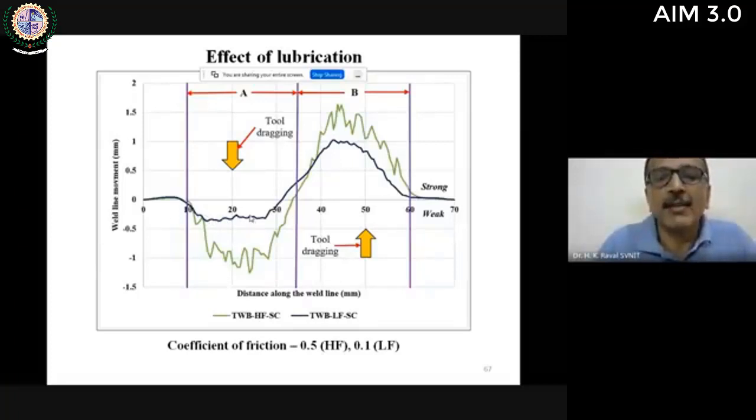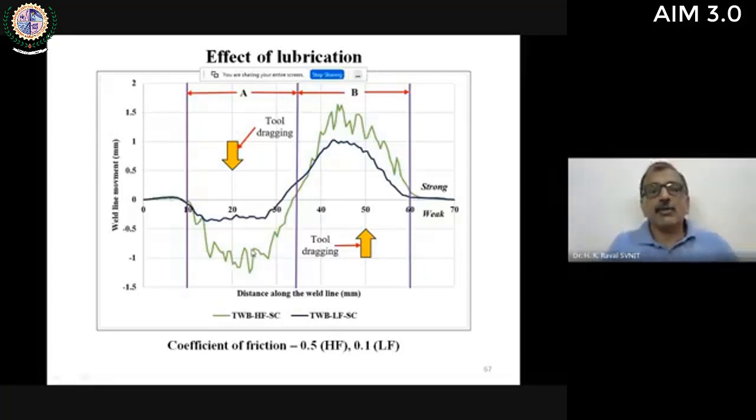weld line shift is less. As friction coefficient increases, weld line shift increases, and that can be well understood by this particular figure based on tool dragging directions. This yellow arrow indicates tool dragging, and this tool dragging contributes to the weld line shift. Stronger material, weaker material will always have some contributions, but you can see if I divide it again, these two portions, this upper portion is stronger material, lower portion is weaker material.